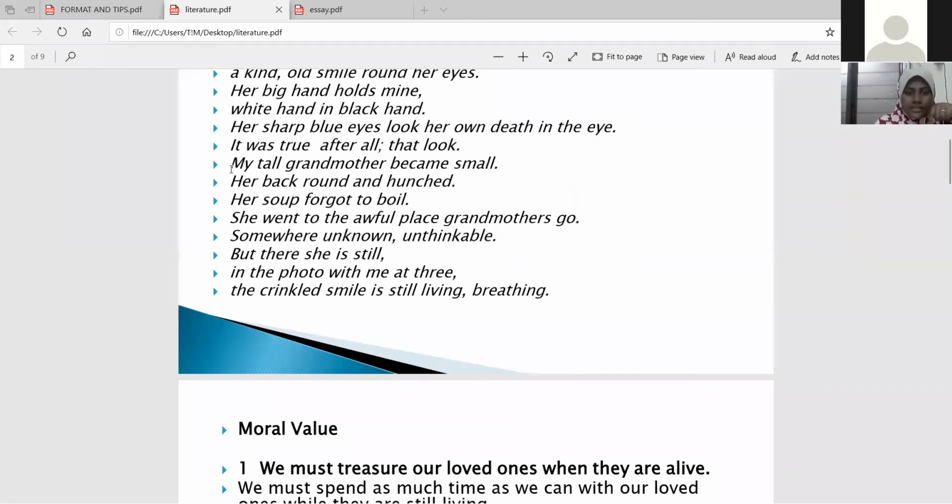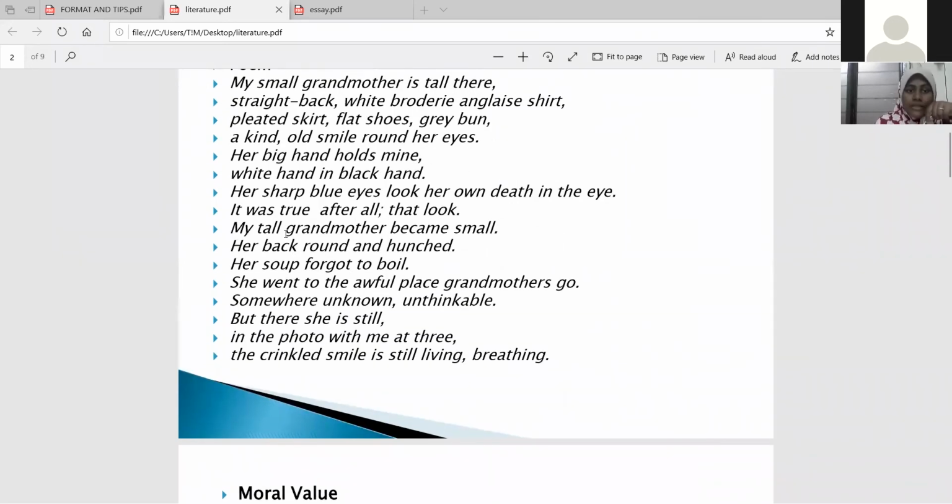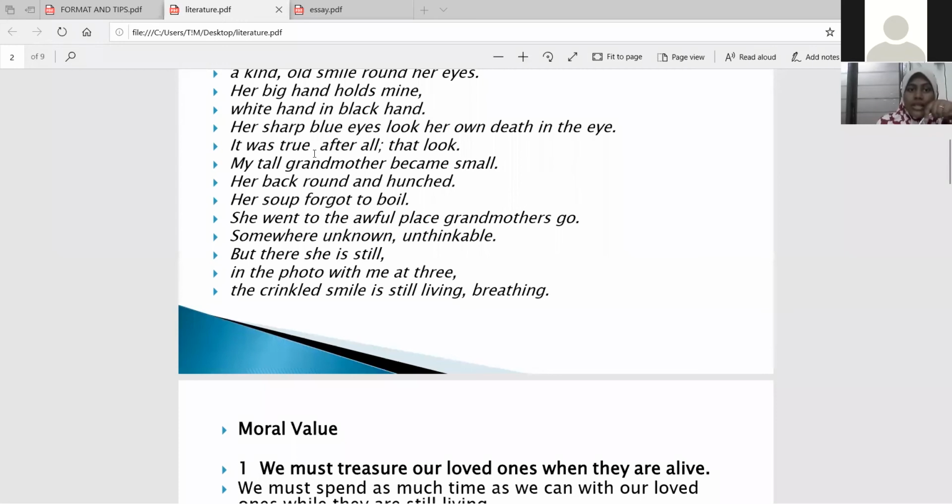So the second stanza: it was true after all that look, my tall grandmother became small. So this is the current. In the first stanza, she's talking about what happened before, maybe when the grandmother was slightly younger, and now she's becoming older. Right? It was true after all that look, my tall grandmother became small. She became small. Why?